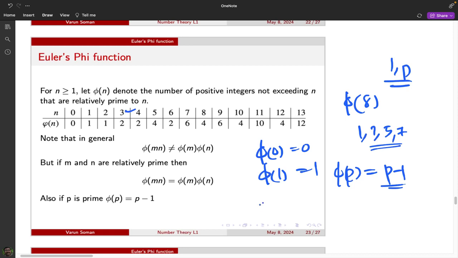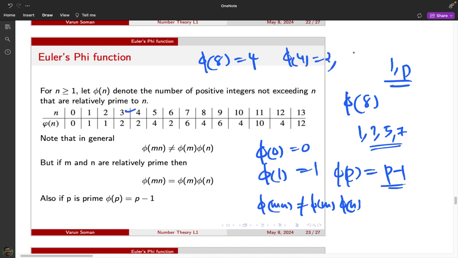Generally, phi of m times n is not equal to phi of m times phi of n. For example, consider phi of 4 times 2, which is phi of 8. Phi of 8 is 4, phi of 4 is 2, and phi of 2 is equal to 1. So you can see that phi of 4 times 2 is not equal to phi of 4 times phi of 2, because phi of 8 is 4, but phi of 4 times phi of 2 is just 2.